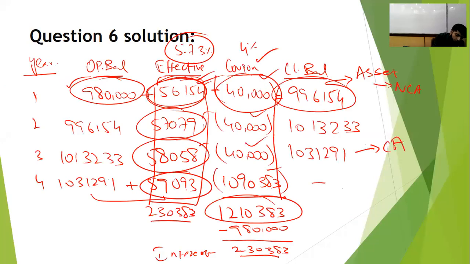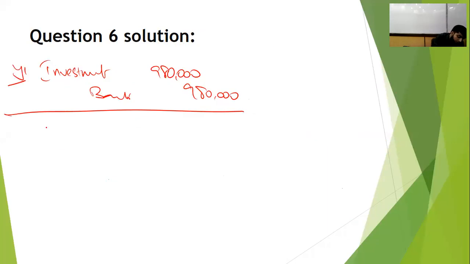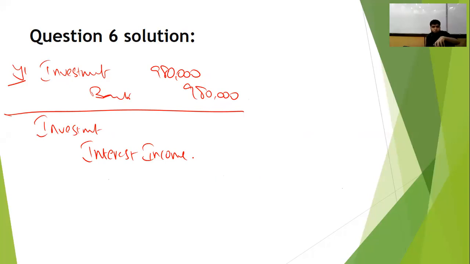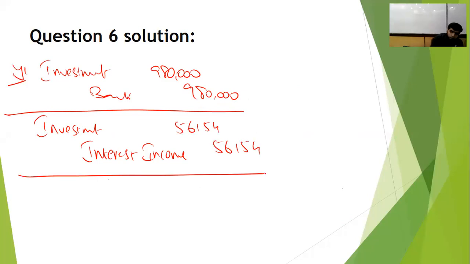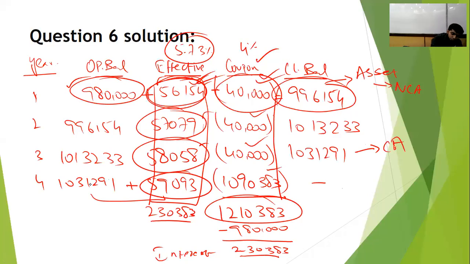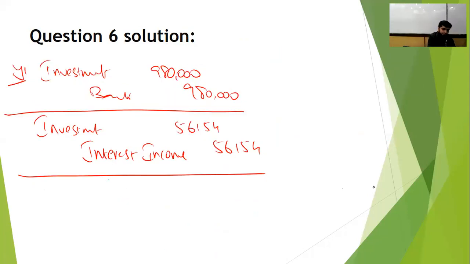And then at the end of year one, we earned an amount of interest of 56154. What will be the entry behind this? The entry prepared on the back end is investment debit and interest income credit. Why investment debit? We are adding this interest to your investment amount, that is 56154. And then we received an amount of interest. Once you earned interest, your investment amount increased, so we debited the investment account. And once you receive the interest, your investment will decrease. So the investment account will be credited by $40,000, and bank will be debited by $40,000. Are you getting the point?